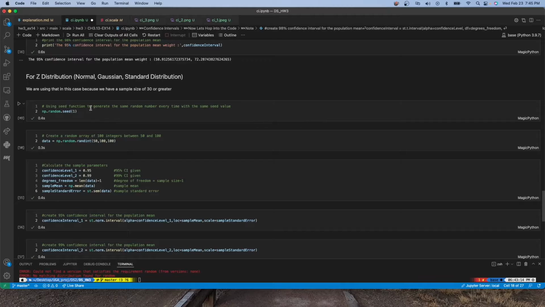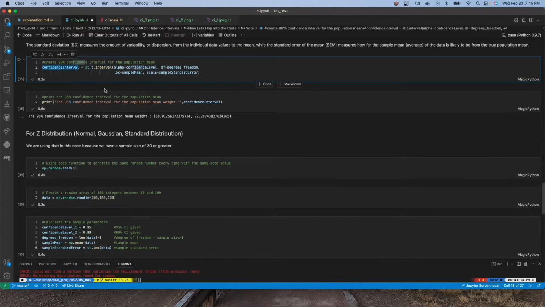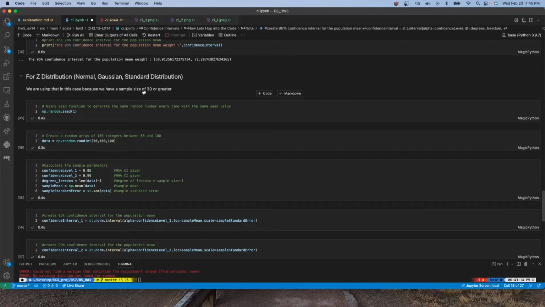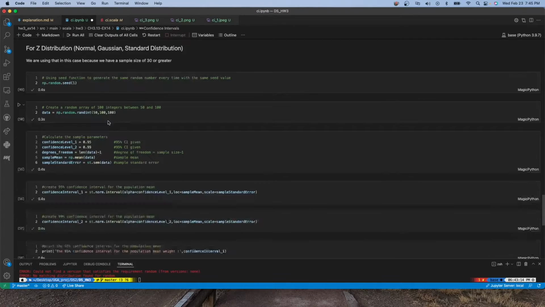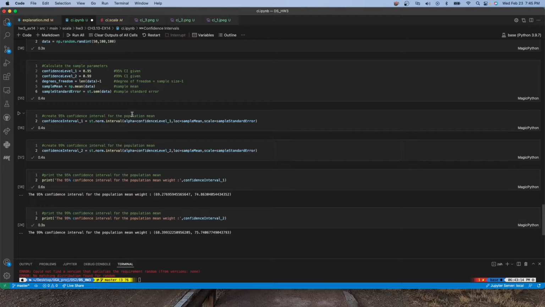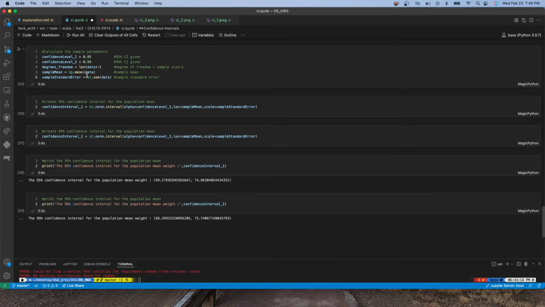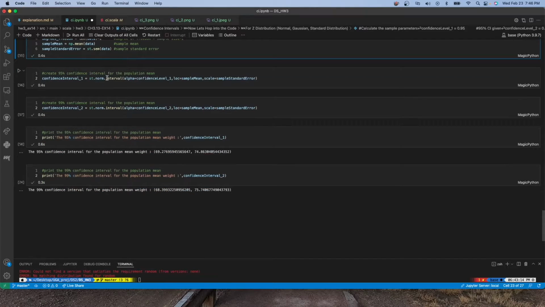And then for the Gaussian, you can use the same thing, but rather than using the t-distribution, we use the z-distribution in this case, and that's when we have a sample size greater than 30. And again, I'll explain why this is relevant in the next video. But again, we're randomly generating integers between 50 and 100. And I'm not really going to go through this full thing, but basically we're doing the same thing as we did for the t, but now we're using the z-distribution, and we're calculating it for two different confidence intervals.